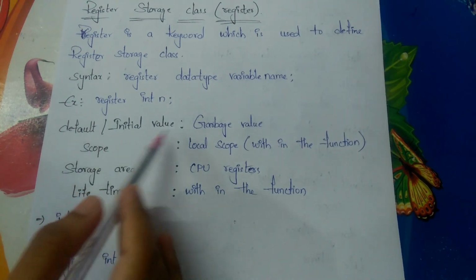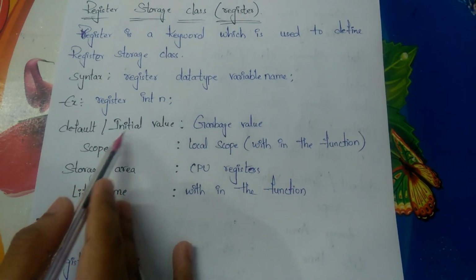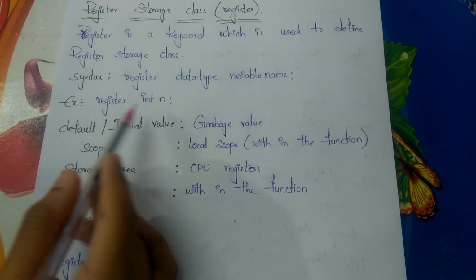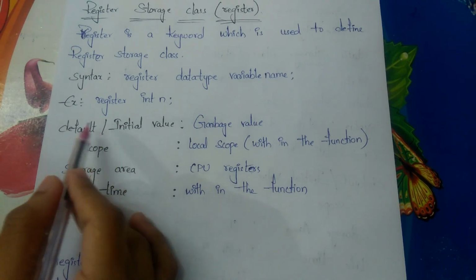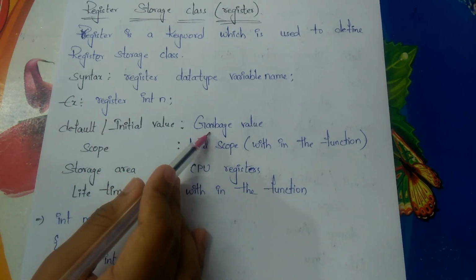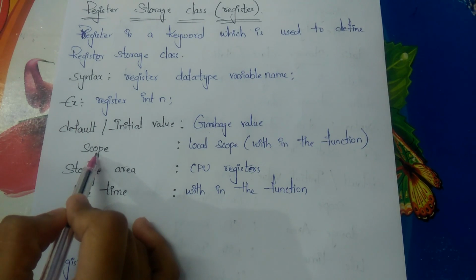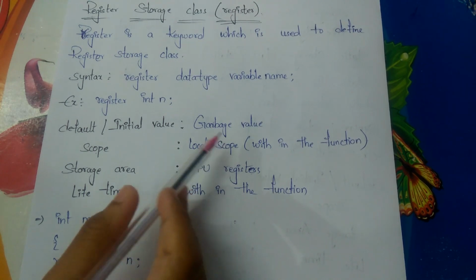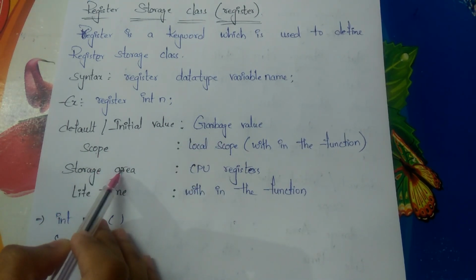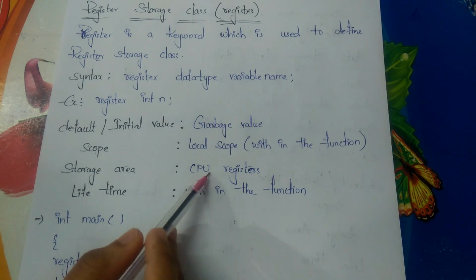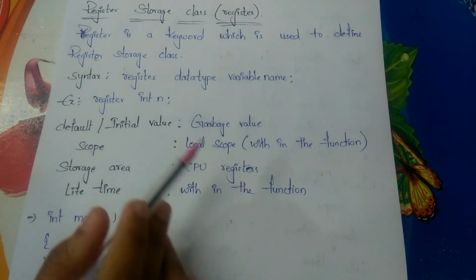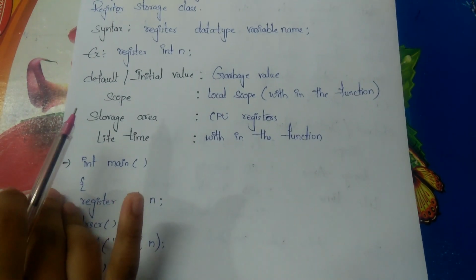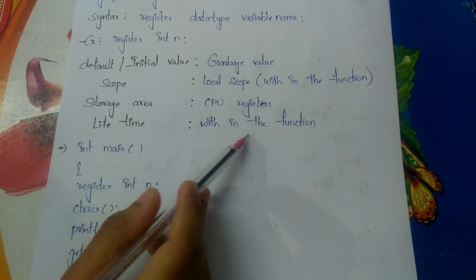Now the default value is the garbage value. Whenever we use the keyword register before declaring a variable, the default value it gives us is a garbage value. The scope of this is local scope, nothing but within the function only. The storage area for this is CPU registers, so the variable will be stored in CPU registers. The lifetime for the register storage class is within the function only.